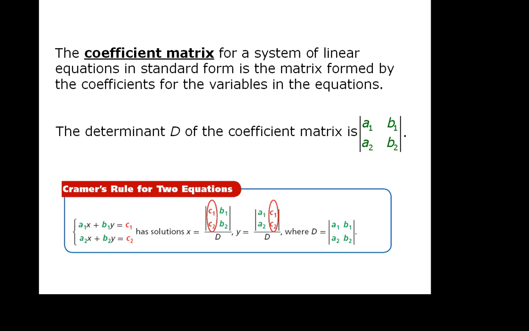And when we're solving for y, again on top we have something very similar to the coefficient matrix, but the coefficients for the y values, b1 and b2, have now been replaced by c1 and c2, the constant terms, because we're solving for y. Then you would take the determinant of that and divide it by the determinant of the original matrix.